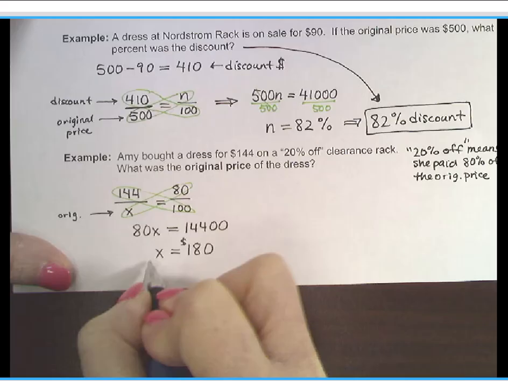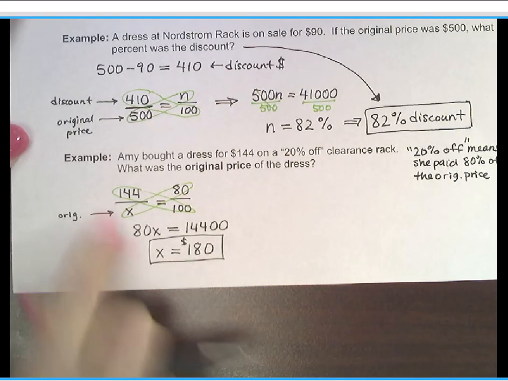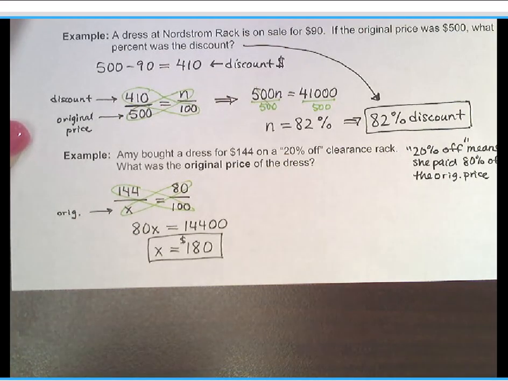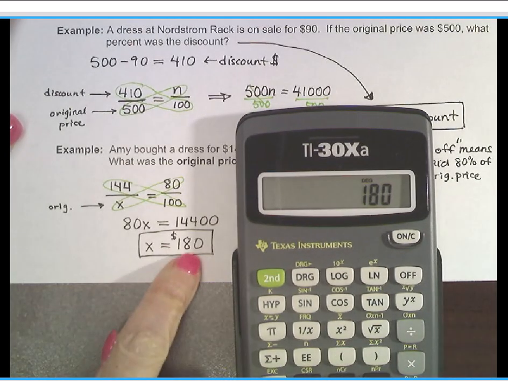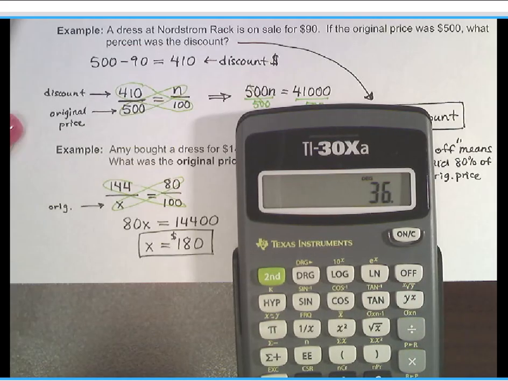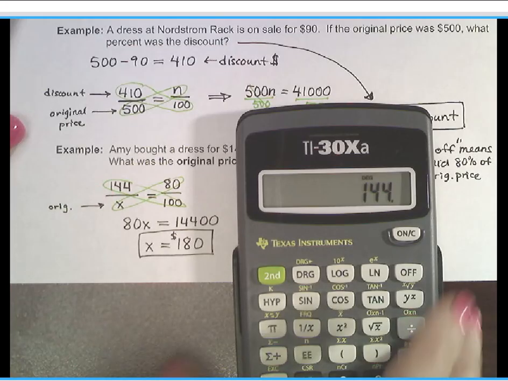So that means the dress was originally $180, but Amy only had to pay $144 because it was on a 20% clearance. So how you can check this one is you can say, well, I'm going to take that $180. If it was on a 20% off rack, well, I wonder what is 20%. So if I multiply by 0.2, $36 is how much they're going to take off. So if you take 180 and you reduce it by $36, you get the sale price. So you can kind of play around with the numbers and check your answer.